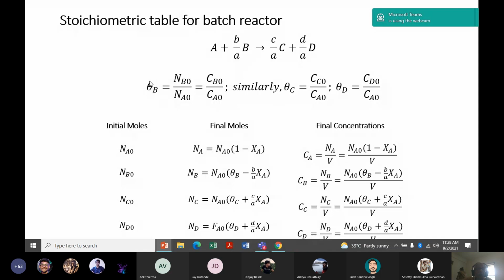In this case we introduce a coefficient theta B. Theta B is the molar ratio of B to A, and theta C and theta D are the molar ratios of C and D respectively. But what is A? A is Na0 by Na0, so it is the same: for A it is 1, and for B, C, D we can find the moles supplied initially in the reactor. The stoichiometric tables for flow reactors and batch reactor we can formulate considering the initial and final condition of the moles present.